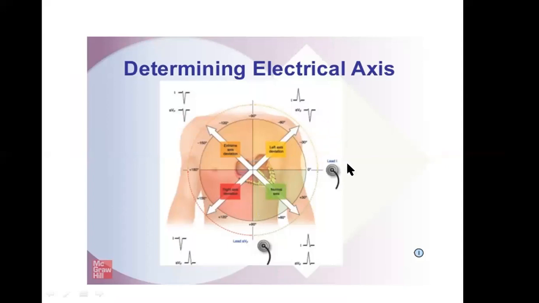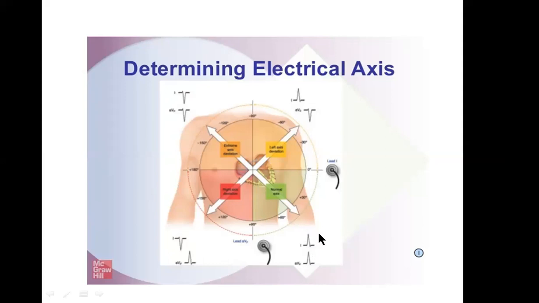This is how we see the axis in the leads. When the positive end of lead one is toward the left side and the flow is toward the left, it will give a positive deflection in lead one. And here is the AVF, leads 2, 3, AVF. All these three leads are here, and when the flow is downwards and leftwards, it will give a positive deflection in the AVF.